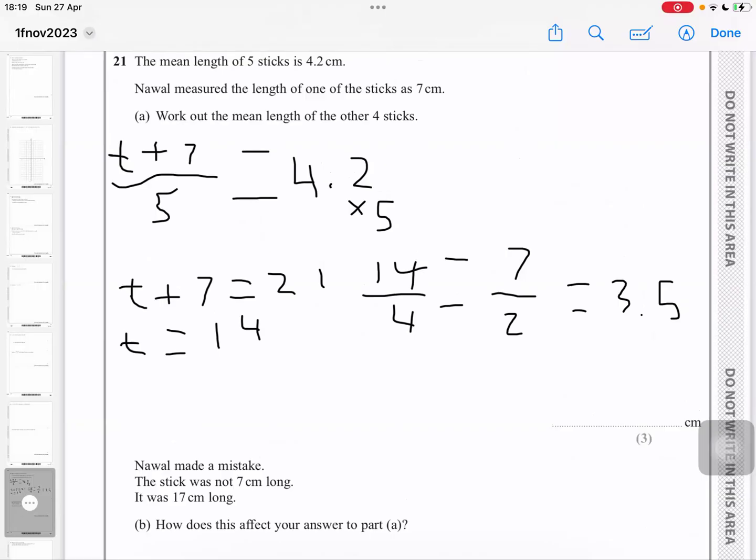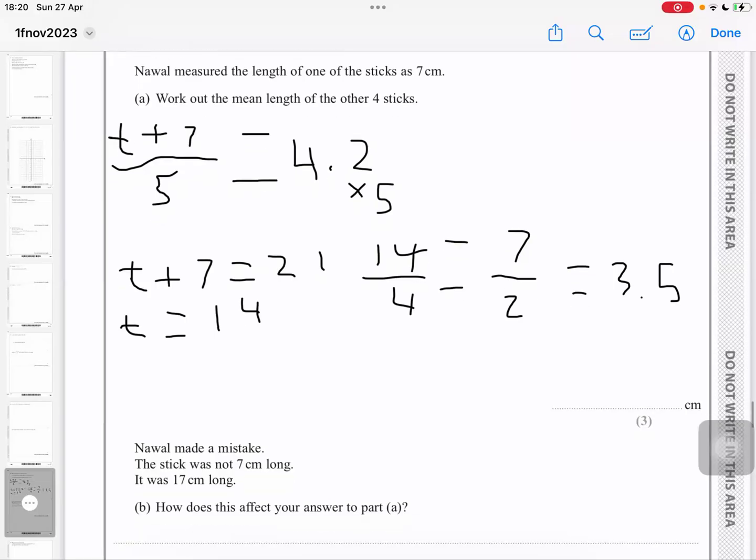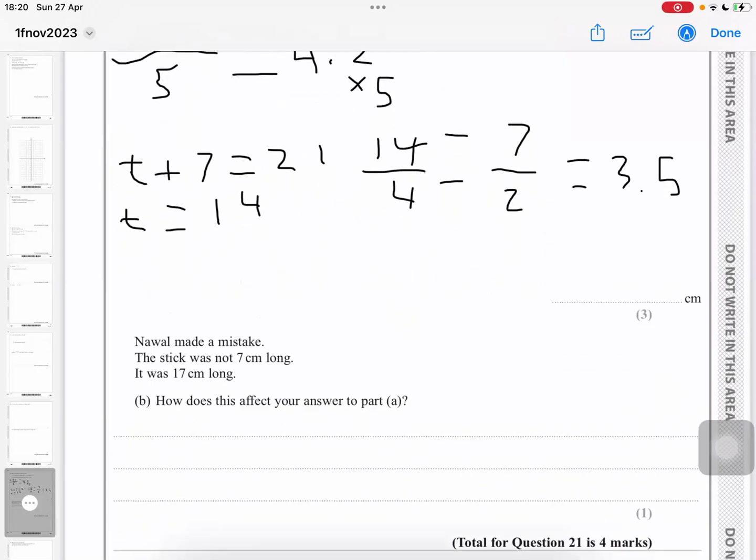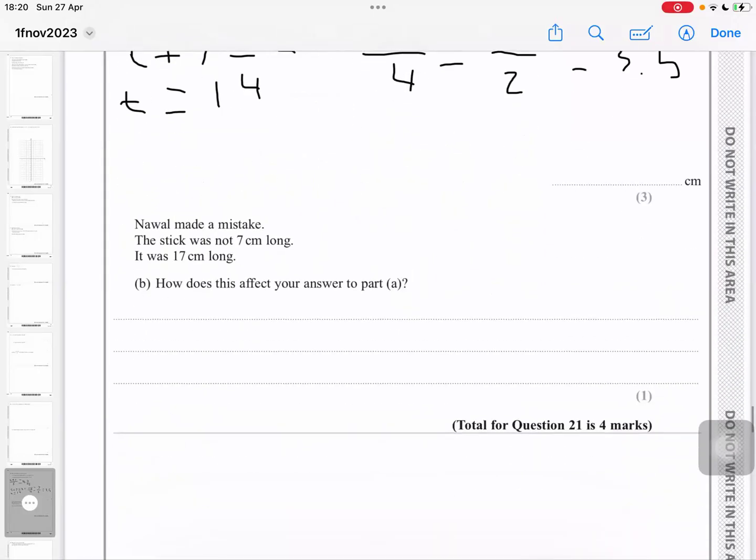T will no longer be 21 minus 7, but T will be 21 minus 17. And 21 minus 17 is what? 4, isn't it? Yes. Okay. So that means T is 4 instead of 14. So that means it's going to be 4 divided by 4, which would make our answer 1 and not 3.5. So it even makes it easier. So that's how you would say it affects your answer to part A.